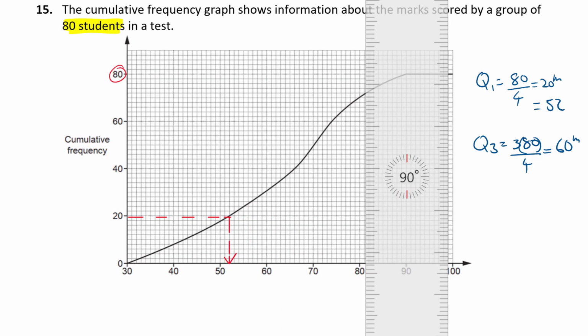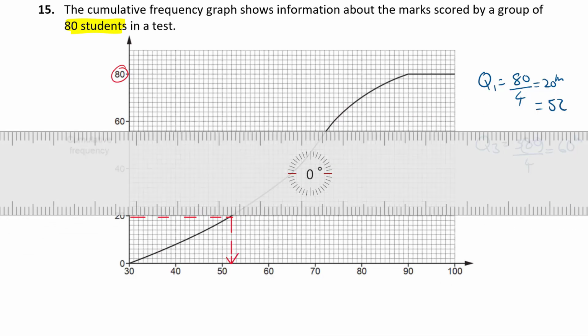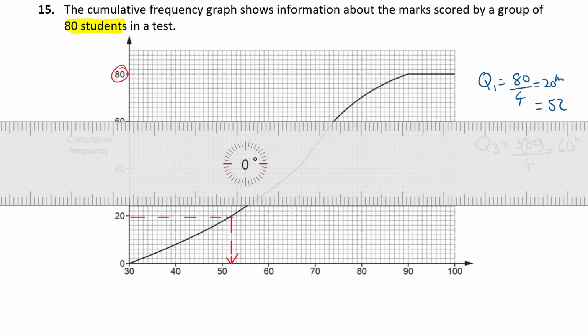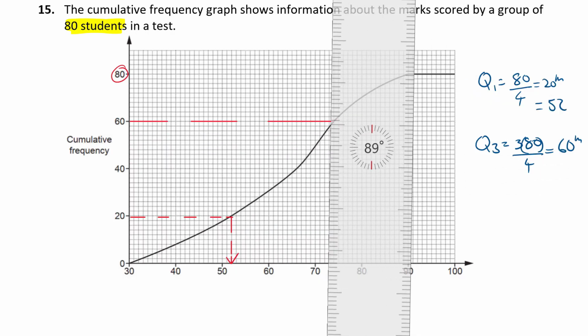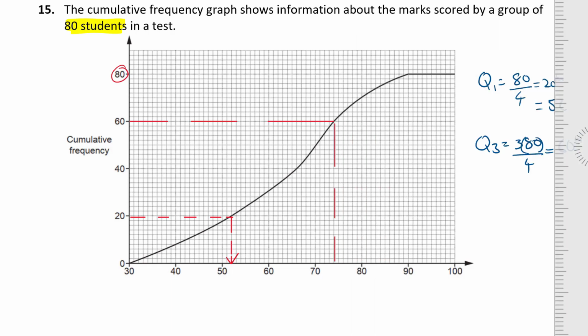So again, we're going to take our ruler, we're going to find 60 on our graph. We're going to read across from 60 until we hit that curve, like so, and then we're going to change directions and we're going to read down. Okay, so I make Q3 that value down there. So again, using one little square is 1 on my graph, I reckon that is 74. Okay, so my Q3 value is 74.